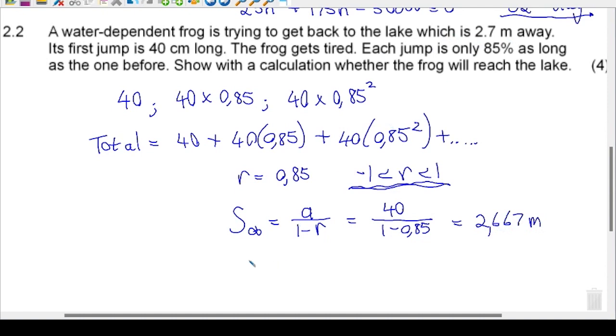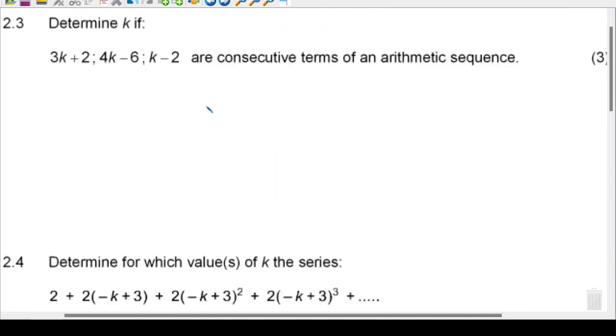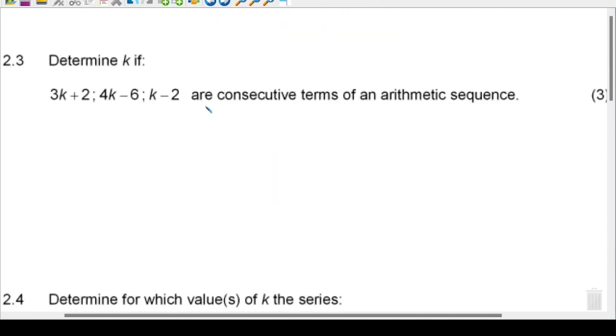Now the lake is 2.7 meters away. So no, the frog doesn't reach the lake. Sadly for the frog, it doesn't reach the lake, and presumably it dies. Okay, the next question asks us to find k if those are 3 consecutive terms of an arithmetic sequence.